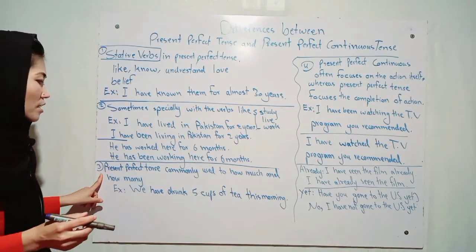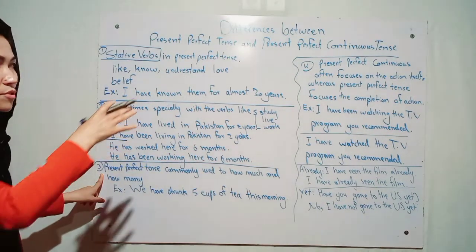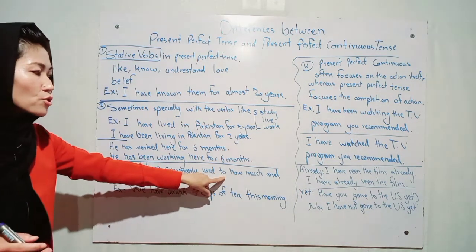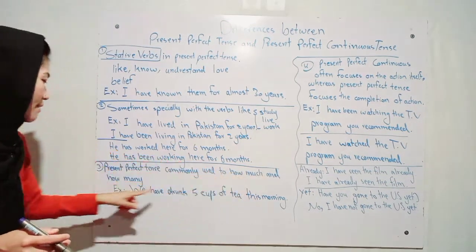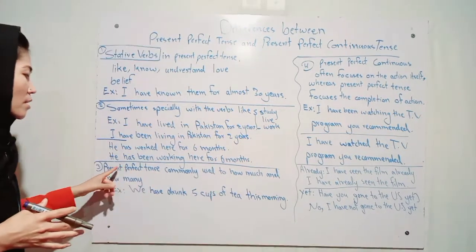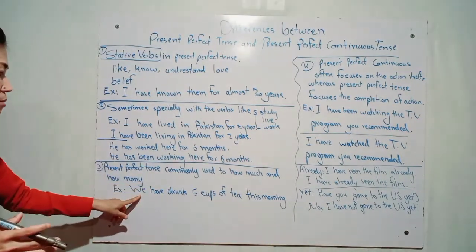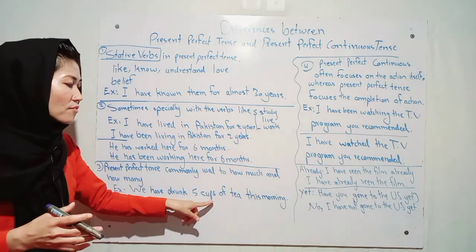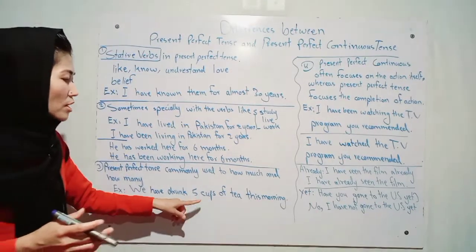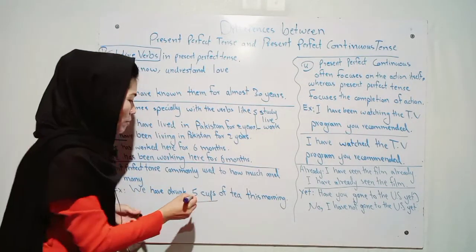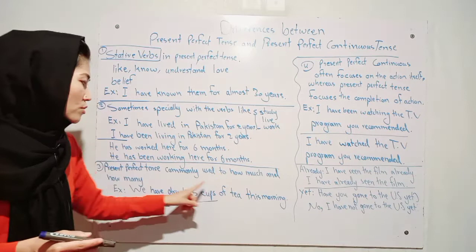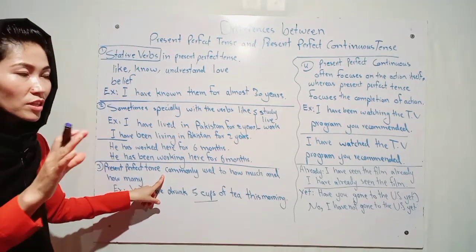The next difference between both tenses is that present perfect tense is commonly used with how much and how many. We can use them in present perfect tense. For example, we have drunk 5 cups of tea this morning. We have drunk 5, how much or how many? 5 cups of tea this morning, we can use in present perfect tense, not present perfect continuous tense.